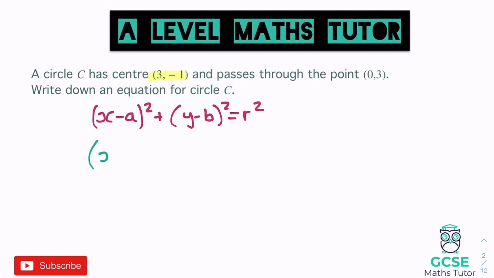We get (x − 3) squared plus, and we've got to be careful here, because it's y take away minus 1, so that's going to become y plus 1. And again, that's squared. Obviously, because that y coordinate there is negative, it flips the symbol, so it becomes positive 1. And again, that's going to equal r squared.